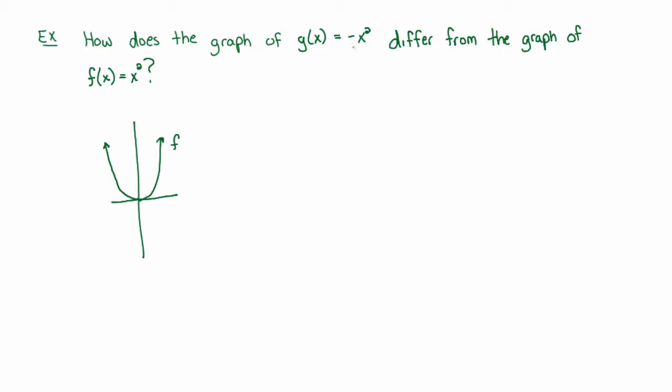Well, let's think about what that negative does. You can almost write it like this. G of x is equal to a negative, and then, isn't it just negative f of x? In other words, if f of x is equal to x squared, I'll replace this x squared here with f of x, so it's just a negative f of x.